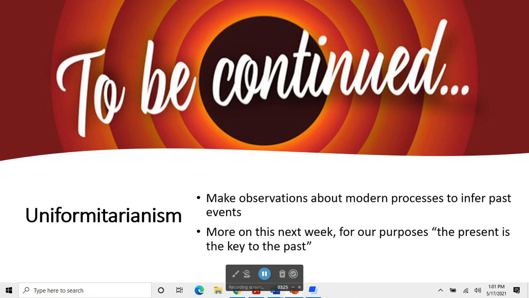Uniformitarianism is going to be explored in much greater detail in next week's lectures. But for our purposes today, uniformitarianism means to make observations about modern processes in order to infer past events. Another way of stating this is that the present is actually the key to the past. But for now, this is all we're going to focus on, and this is to be continued next week.